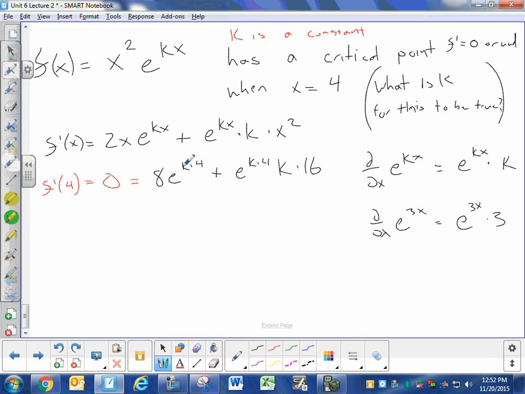Well, I have k here, and k here. How do I solve for k? Well, I'm going to start by factoring out the e to the k times 4. No matter what k is, e to the 4k will always be positive. That means you just have to worry about when this is 0. When is that? When k is -1/2.